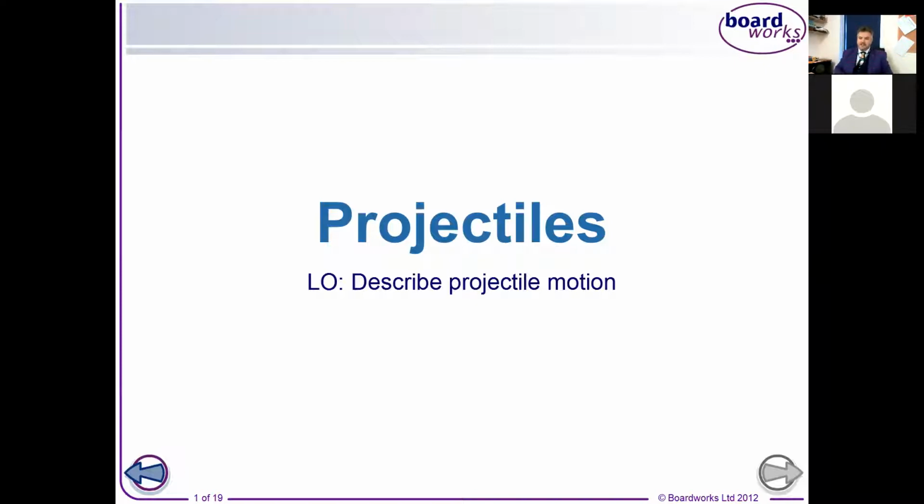I'm going to be using a slideshow I've managed to download from the internet and adapted for us, which will help guide you through this. So our learning objective today is to make sure that by the end of the lesson you can describe projectile motion and you can do some basic calculations on it.